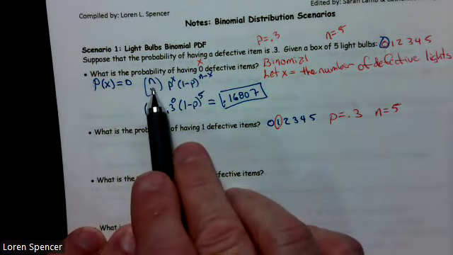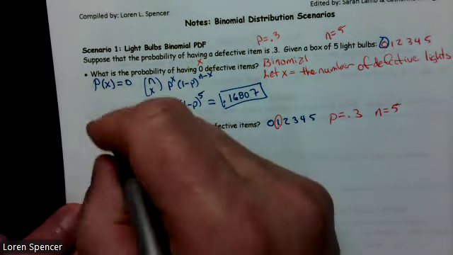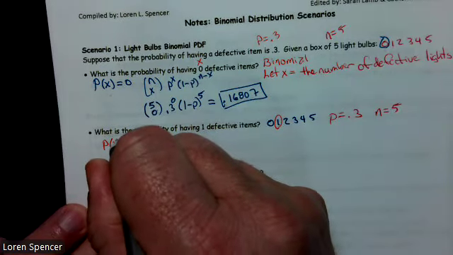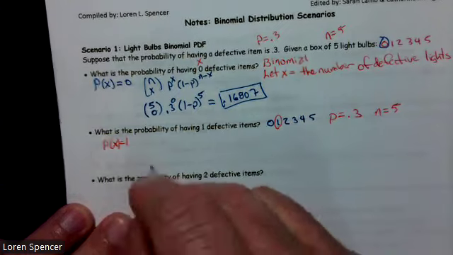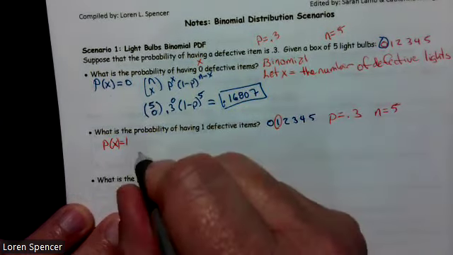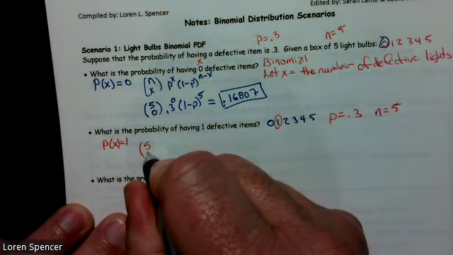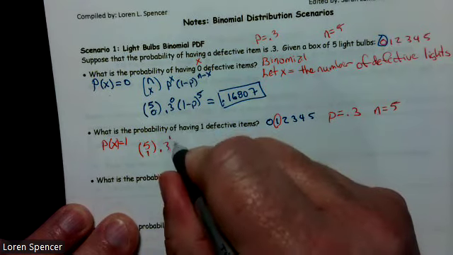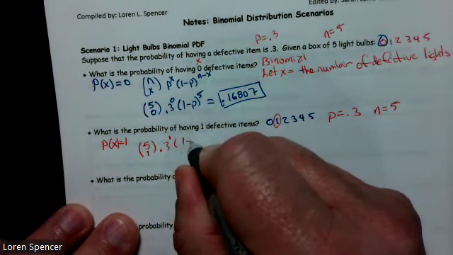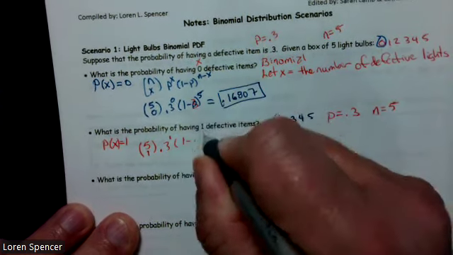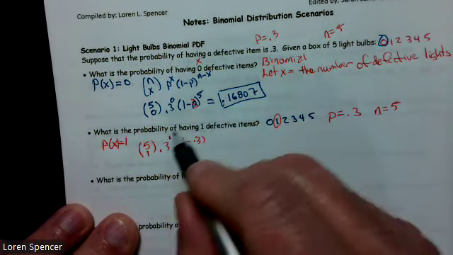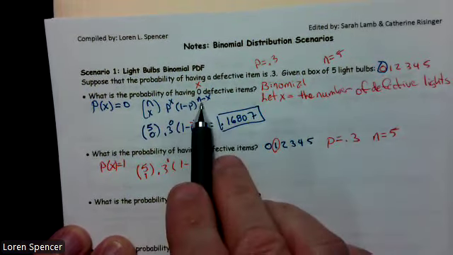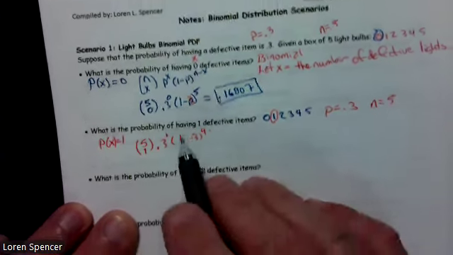Since I've already written the formula, I'm not going to do that again, but I do need to write my probability statement. My probability statement is the probability that x equals 1. In this case, we're plugging in 5 choose 1, 0.3 to the first power, and 1 minus 0.3, and 5 minus 1 is 4. That 4 came from 5 minus 1 because that's the formula, n minus x, this minus that.